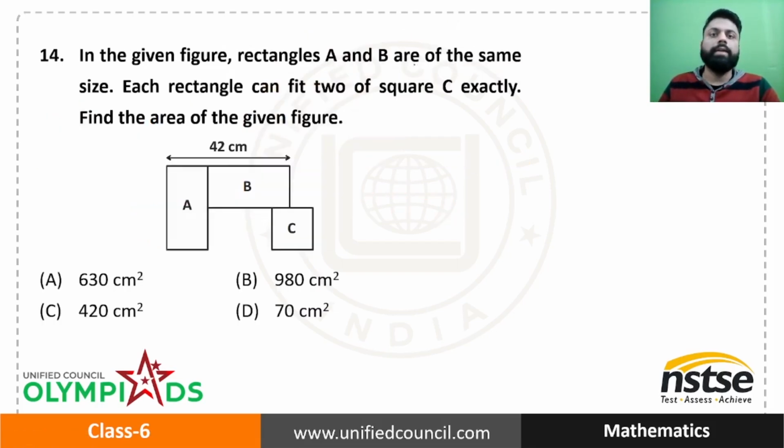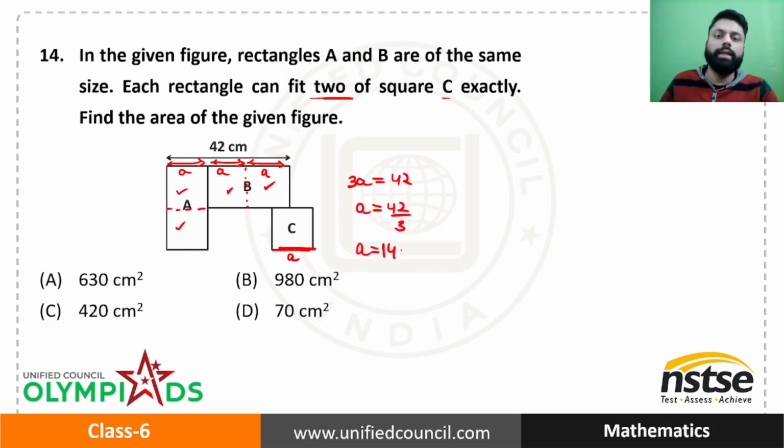In the given figure, rectangles A and B are of the same size. Each rectangle can fit 2 squares of C exactly. So in this one, there can be 2 squares of C exactly, and like this. There will be a total of 5 squares of C in this whole picture if we look at the arrangement, because we can place one over here, one over here. So basically, let's assume that this is A. So this length is equal to A, this length is equal to A, and this length is also equal to A. 3A is equal to 42, or A is equal to 42 upon 3, which is equal to 14 centimeters.